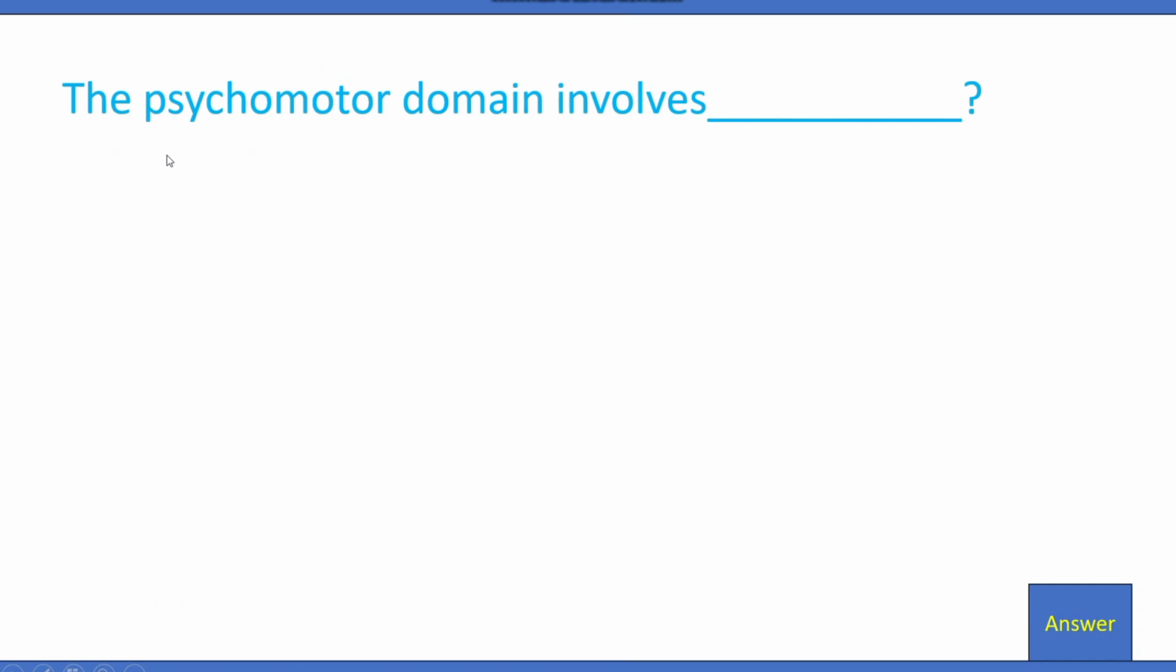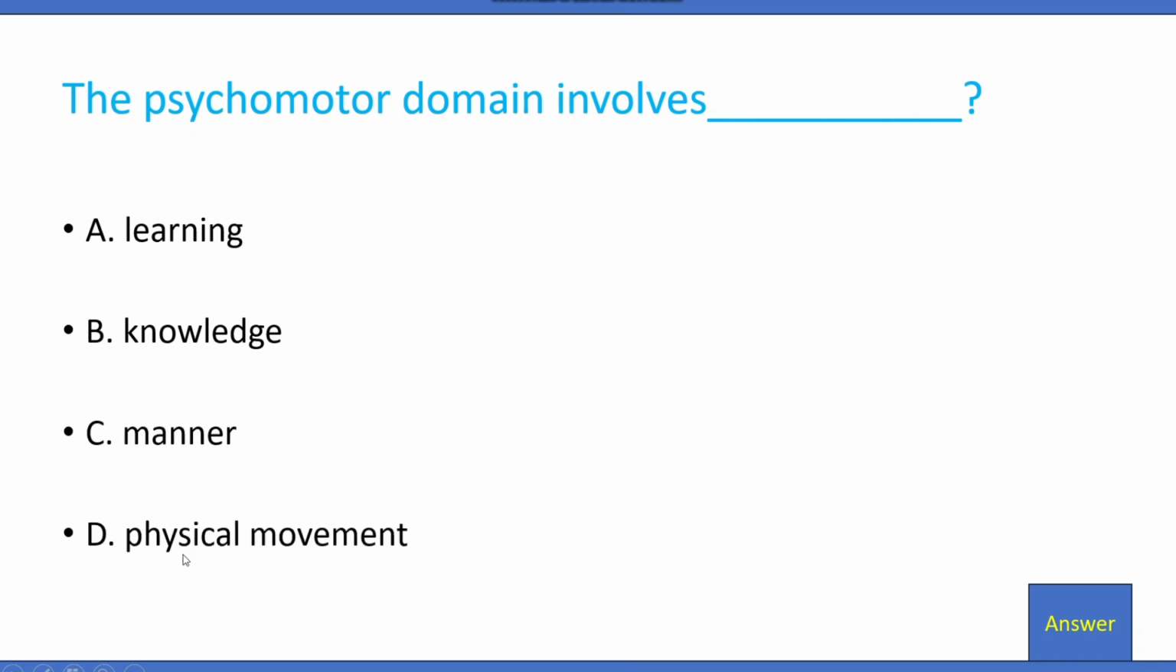The psychomotor domain involves A. Learning. B. Knowledge. C. Manner. D. Physical movement. Right answer would be physical movement. It is D.